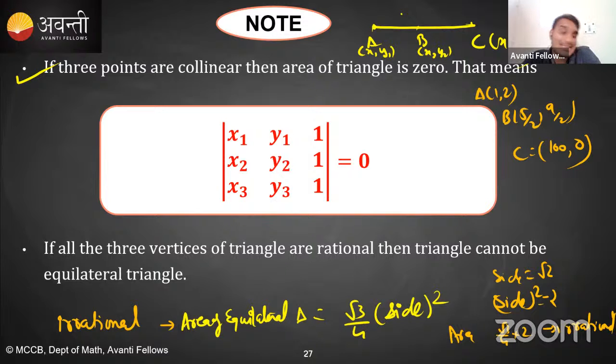So that area cannot be irrational if A, B, C these vertices are rational, so it means area of triangle is rational, right? So it means that triangle cannot be equilateral triangle. Yes or no? Because equilateral triangle ka area toh hamesha irrational lagta hai na, right? Is this clear, student? So note that if all three vertices of triangle are rational, then triangle cannot be equilateral triangle. Ye hum sure hain ki triangle equilateral triangle nahi ho sakta, hai na?